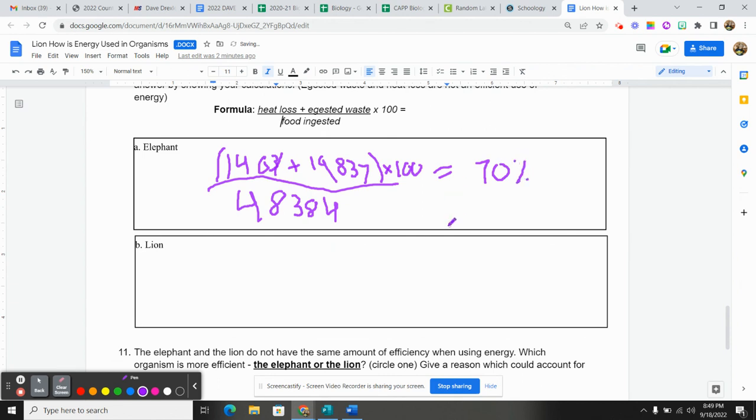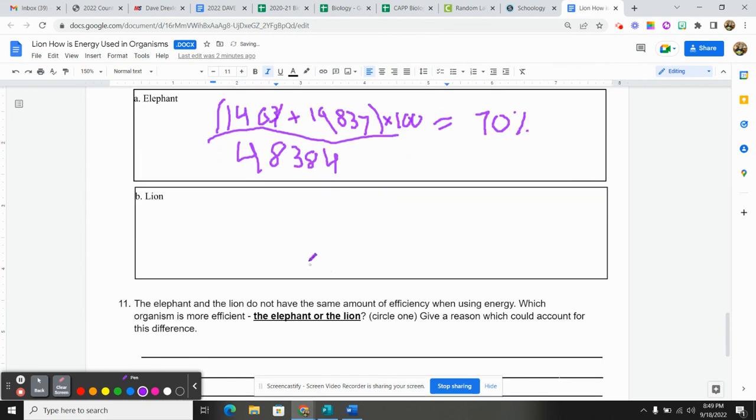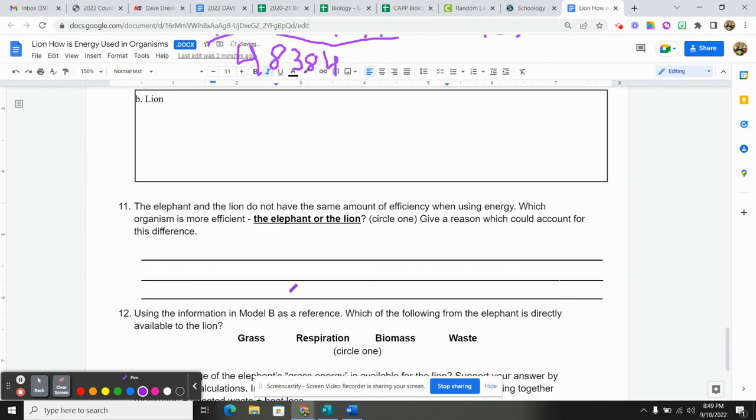Okay, so that would be about 70%. So that means that my diet here is 70% inefficient. So I'm really only using about 30% of the calories to maintain my biomass and actually do stuff. So you can figure that out for the lion and then answer the question down below.